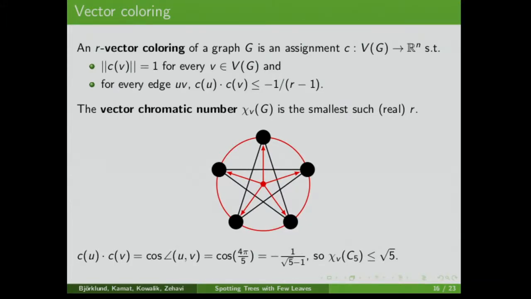Here you have an example which optimally colors C5. And this is nice, because if you embed it like in a classical pentagon, you get 2 pi over 5 angle, and if you embed it like this pentagon, you get twice bigger angles. And it turns out that this expression is square root of 5, and this is optimal.